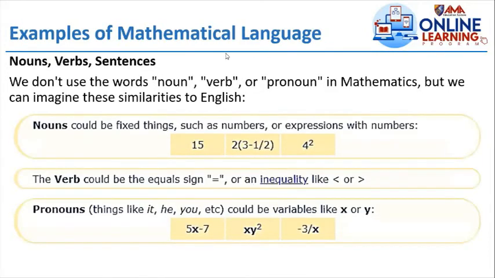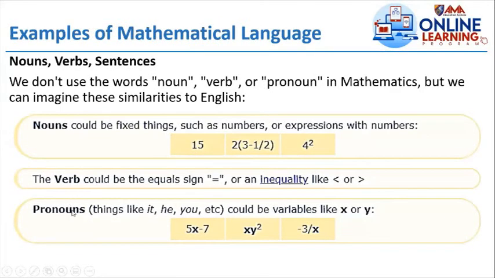And then we also have nouns, verbs, sentences in mathematics. So ano yung mga nouns natin? In mathematics, nouns could be numbers or expressions with numbers, like the examples here. And the verb could be the equal sign here or an equality sign like this one, or greater than or equal to or less than or equal to.